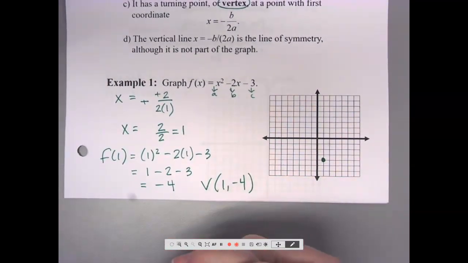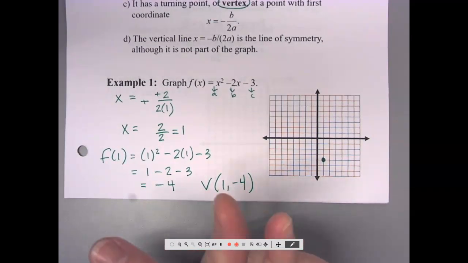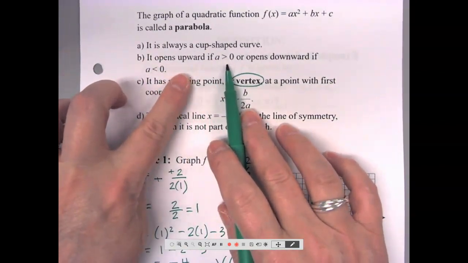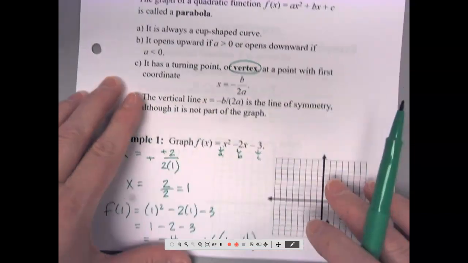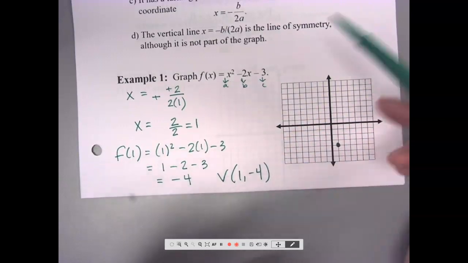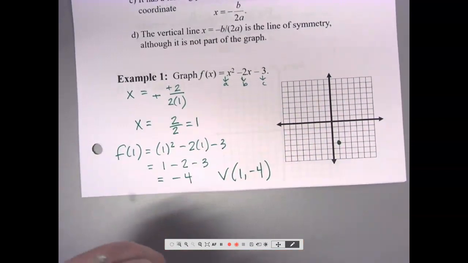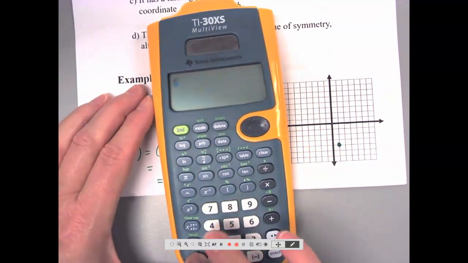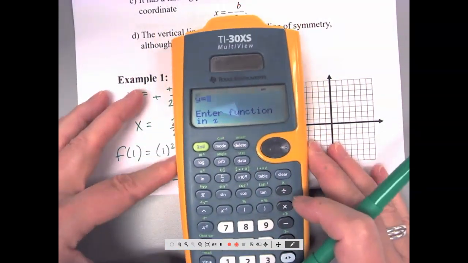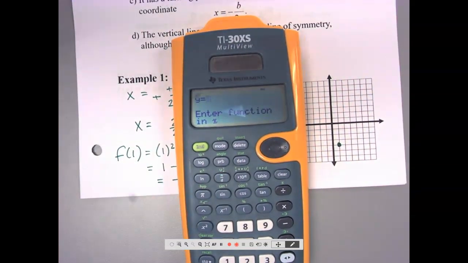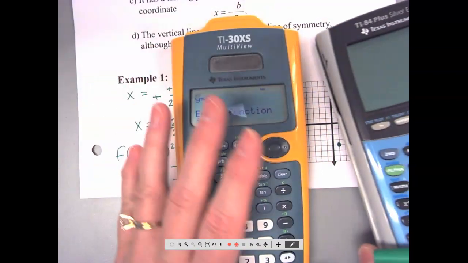Does this parabola open up or down? Go back to here. Opens up if a is greater than 0. Opens down if a is less than 0. What is our a? +1. So this will open upward. Okay, let's use our calculator now to get a few other ordered pairs so that we can pretty easily graph a simple function. Okay, so I'm using a little one. You can also do the big calculator. I'll show you that one.